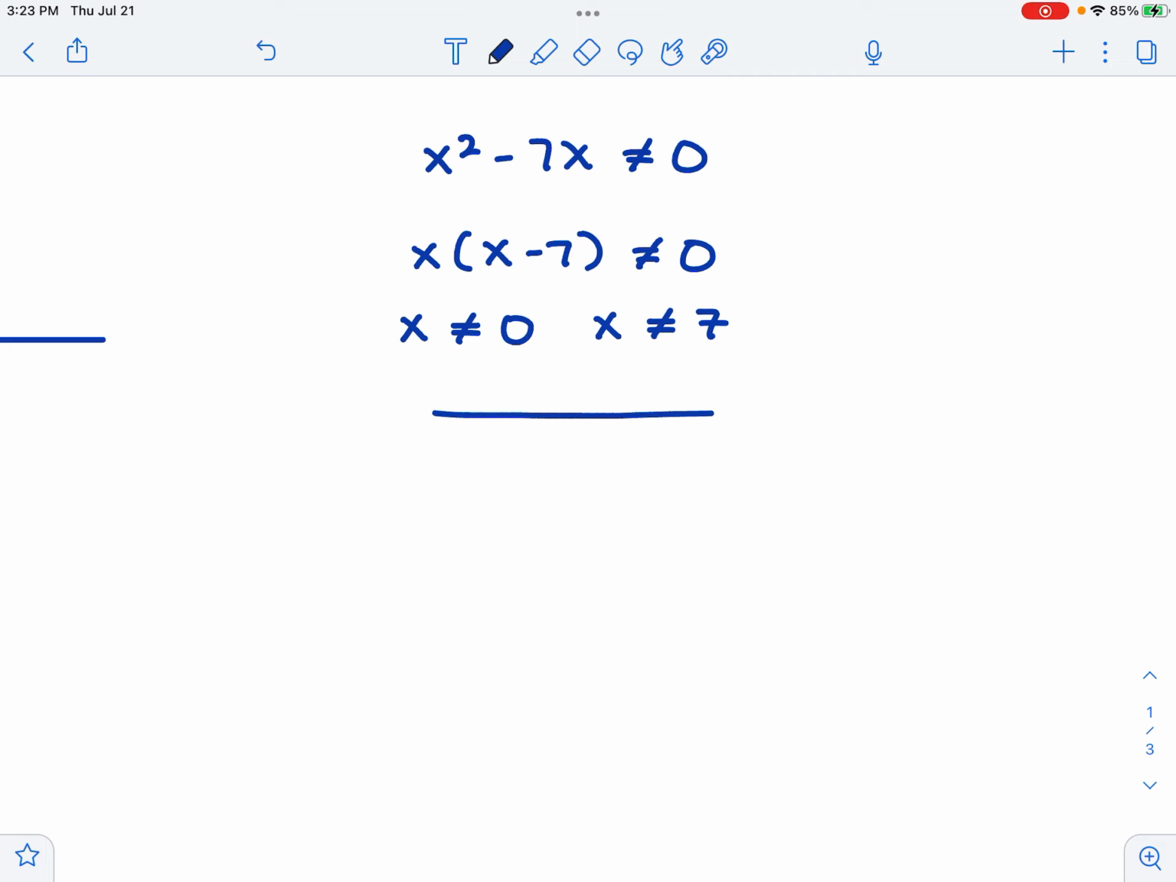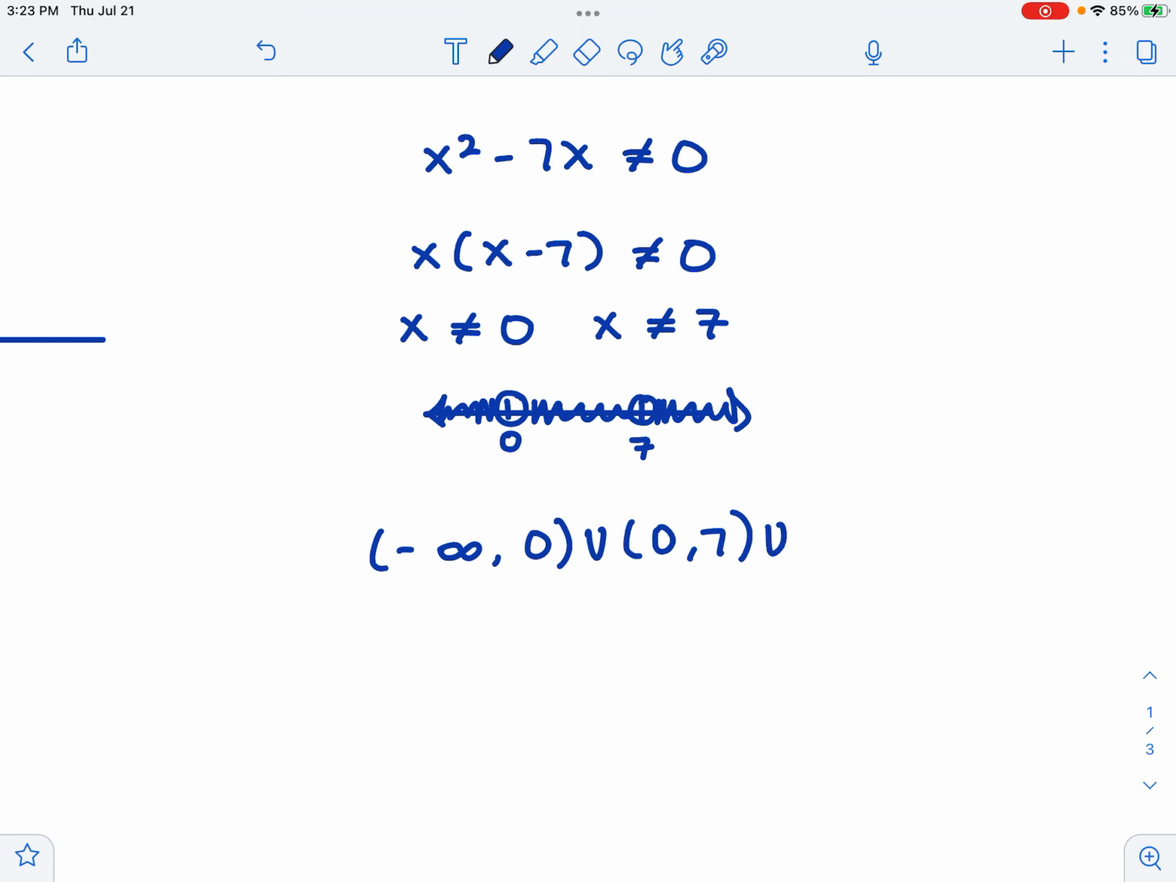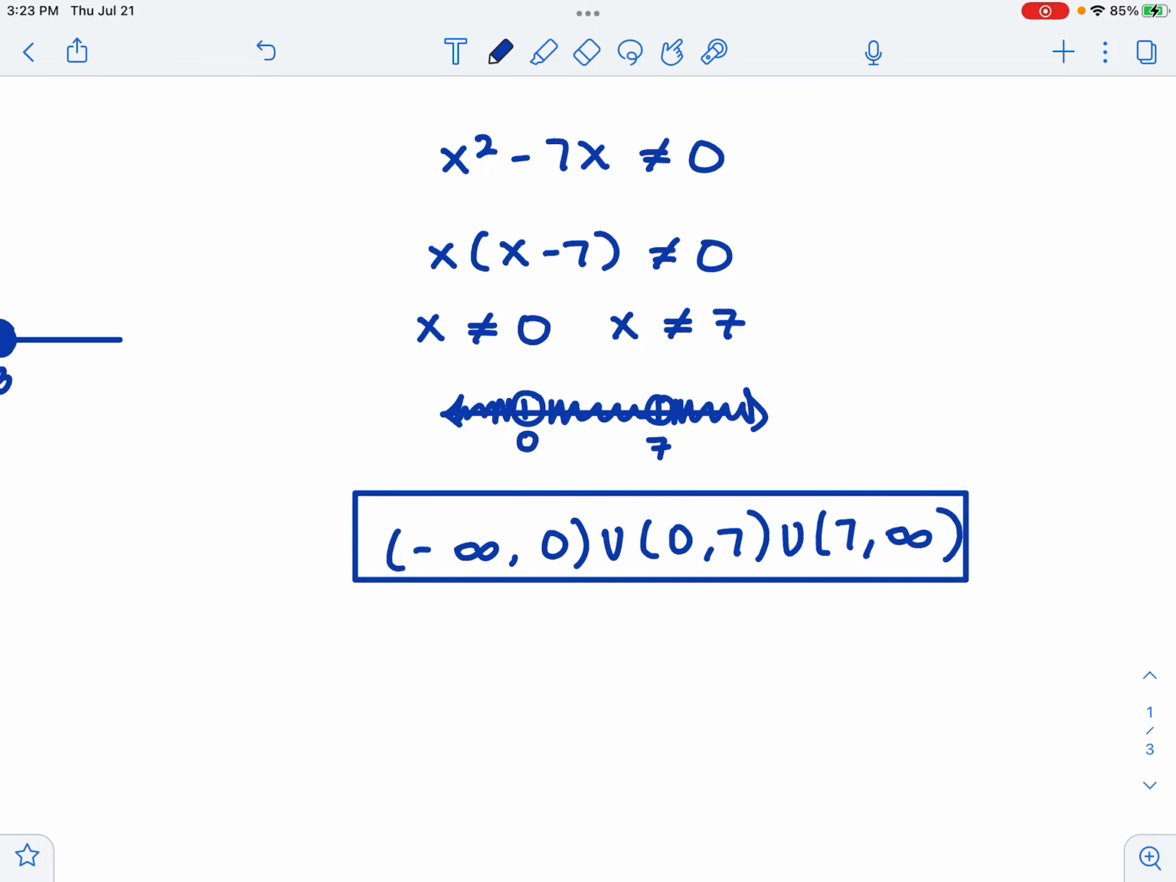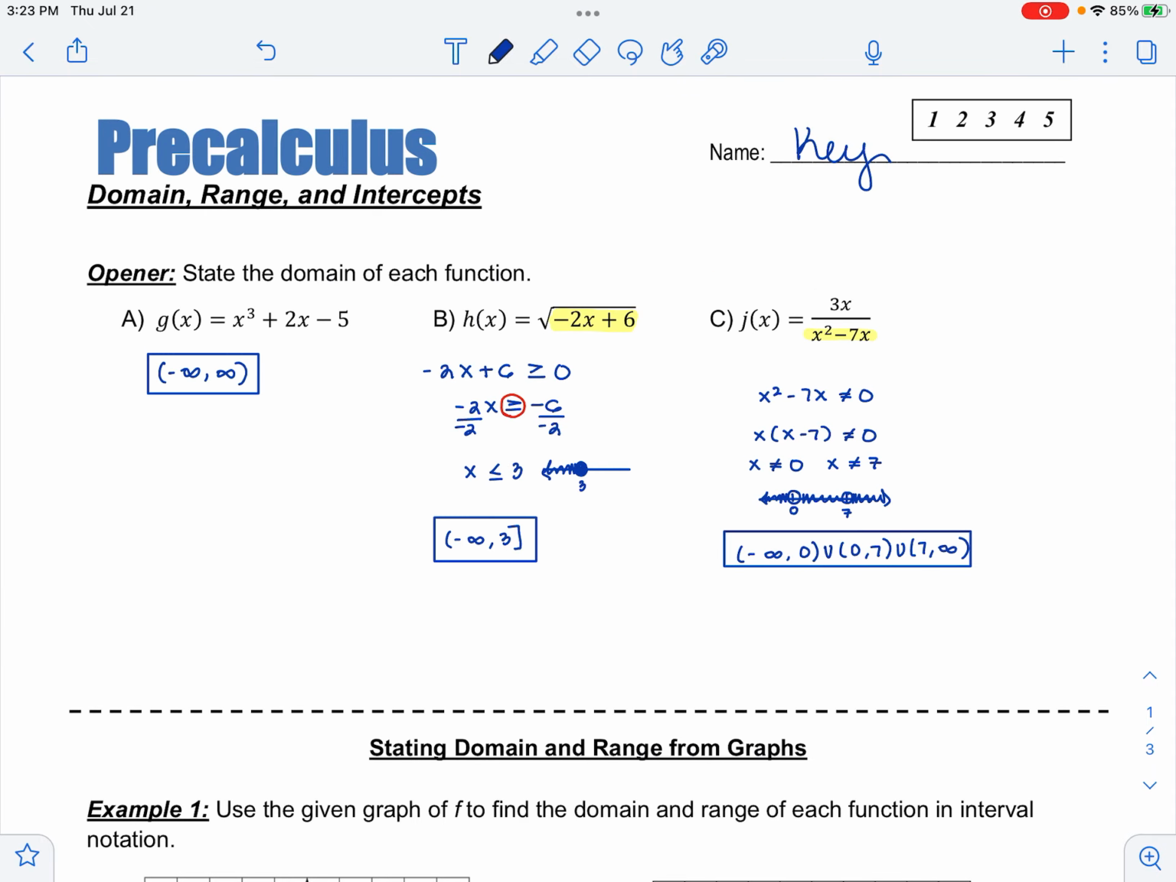If you think about what this looks like on a number line, here's 0, here's 7. x can't be 0, can't be 7, but it can be anything less than 0, anything in between 0 and 7, and anything greater than 7. So to write that in interval notation, negative infinity to 0. Don't include the 0 because it can't be 0. Union, anything in between 0 and 7, don't include either because it can't be those. Union, 7 to infinity. Once again, parentheses because we're not including the 7. All right, there's the warm-up.